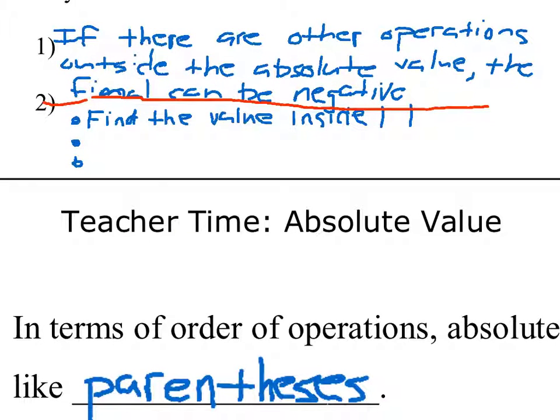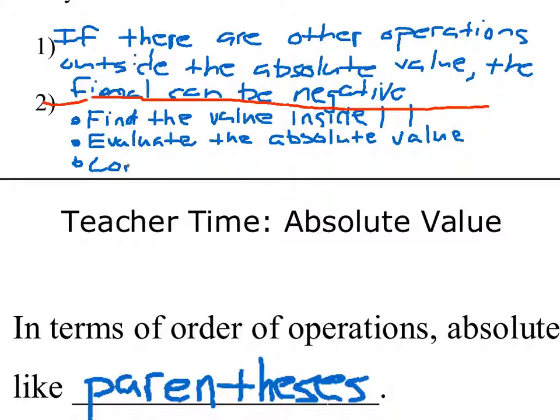All right, and then he said, what do we do next? What did he say? We evaluate the absolute value. Okay, evaluate the absolute value. So you find the absolute value of whatever was in there. And then what? You continue with the order of operations. And just for reminders, I'm going to say continue with GEMDAS.